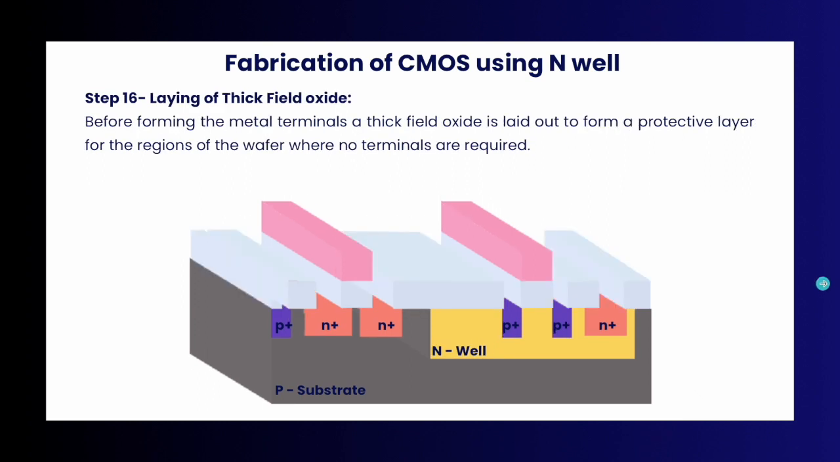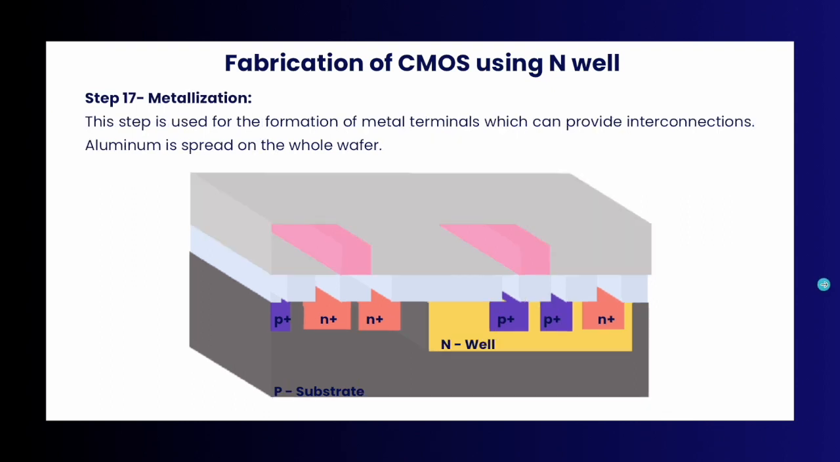Step 16, laying of thick field oxide. Before forming the metal terminals, a thick field oxide is laid out to form a protective layer for the regions of the wafer where no terminals are required. Step 17, metallization. This step is used for the formation of metal terminals which can provide interconnections. Aluminum is spread on the whole wafer.